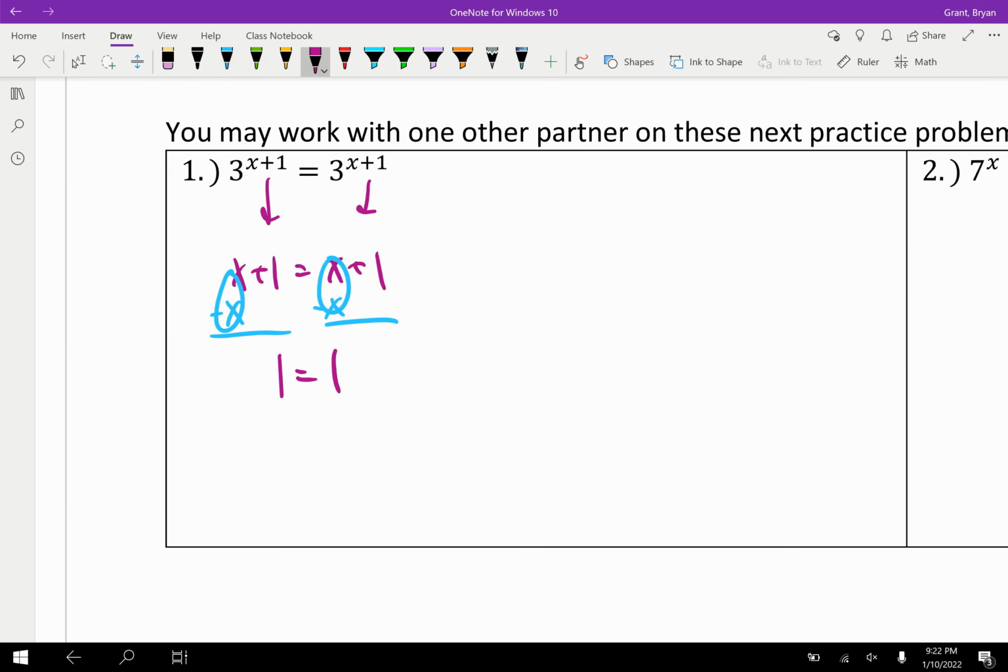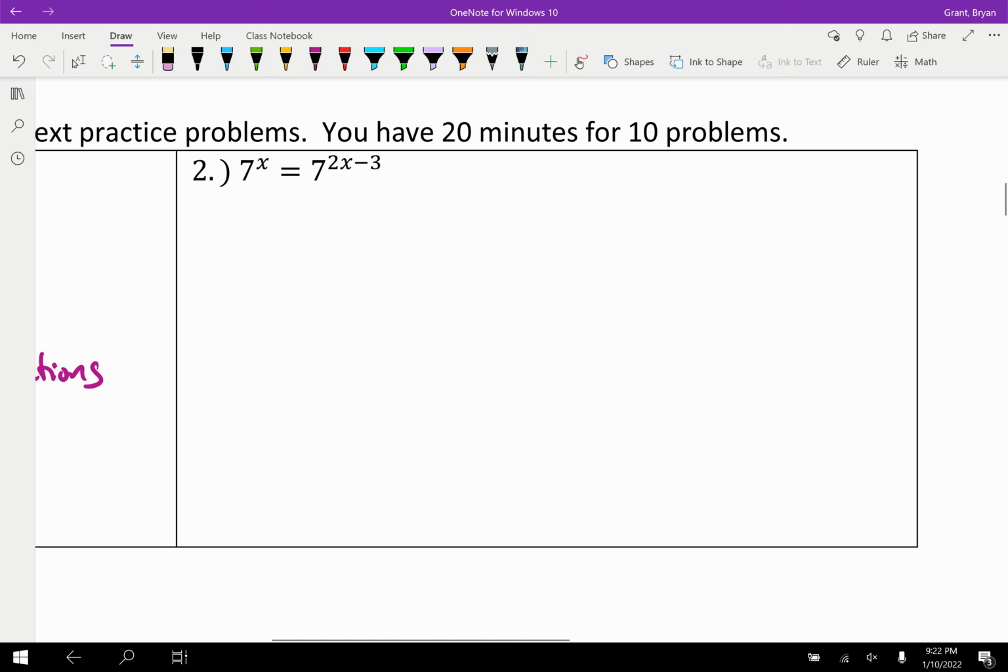If the x's cancel out and you get a true statement, that means there are infinitely many solutions which make the left side equal the right. And that should make sense because the original problem, the left side is the same as the right. Any number you try will make the left side equal to the right. All right, let's move on to 2.